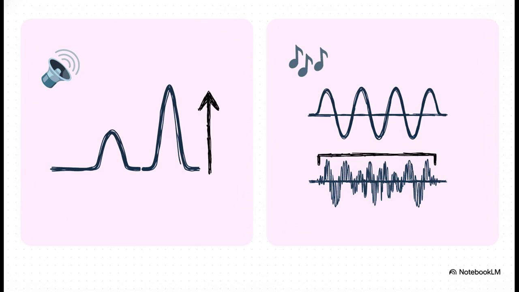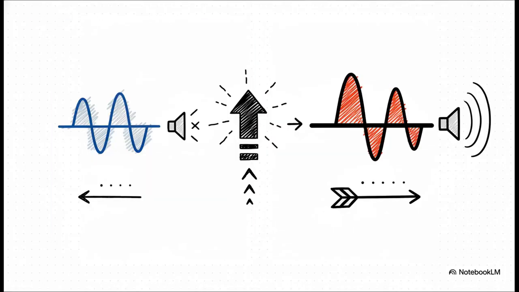Loudness is all about amplitude, how big the wave is. Pitch is all about frequency, how fast the wave is. Let's dig into that. So, amplitude. This is pretty intuitive. It's basically how much energy is packed into the wave.